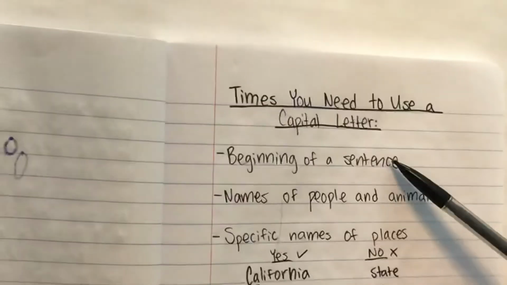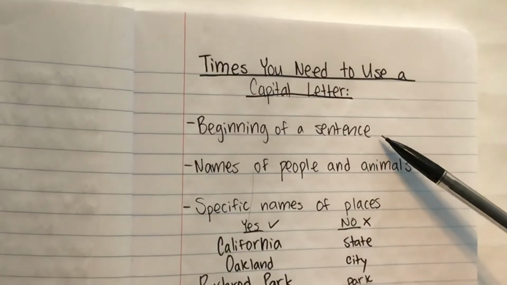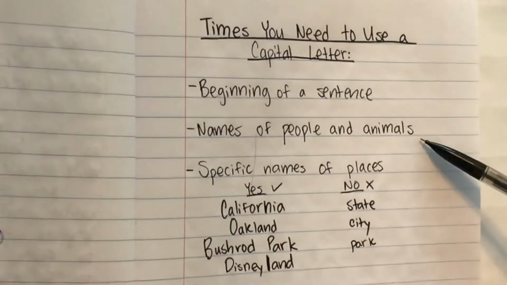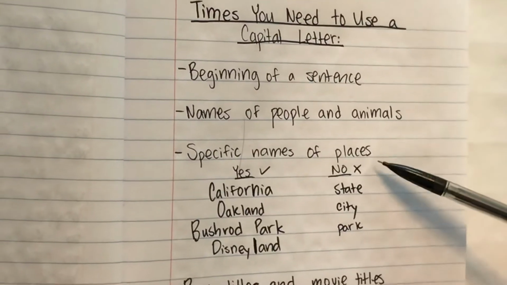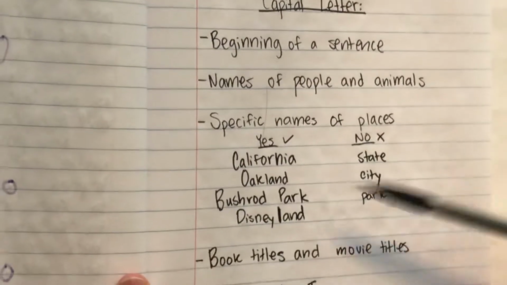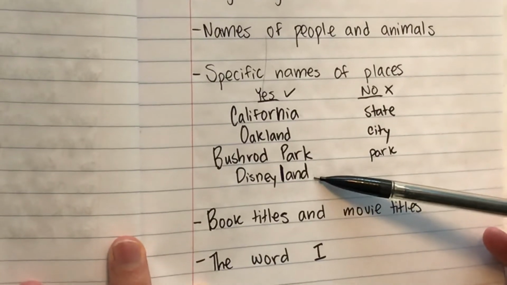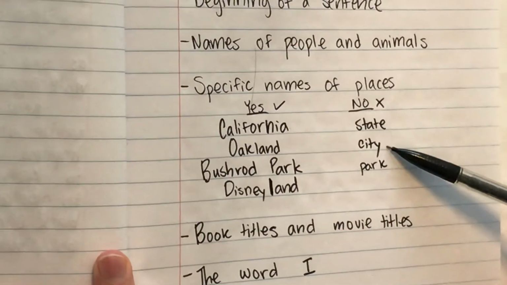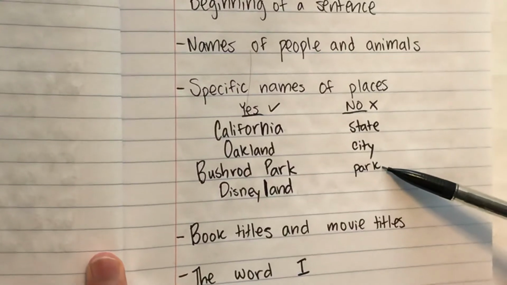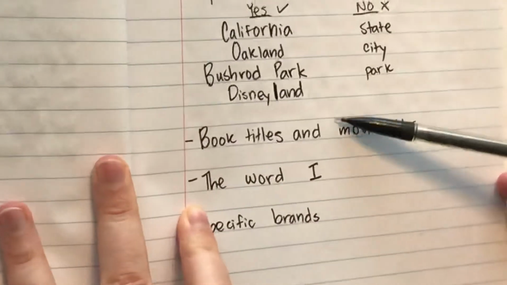So these are some times you need to use a capital letter. Beginning of a sentence, names of people and animals, and specific names of places. So like California, Oakland, Bushrod Park, Disneyland would all be capitalized, but just saying the word state or city or park, those words would not be capitalized. Book titles and movie titles.